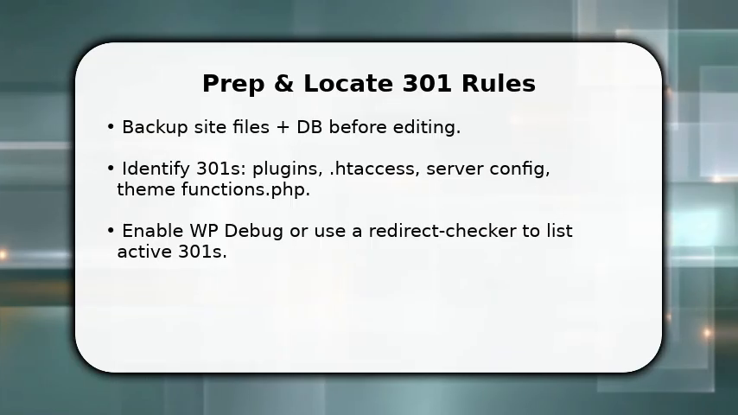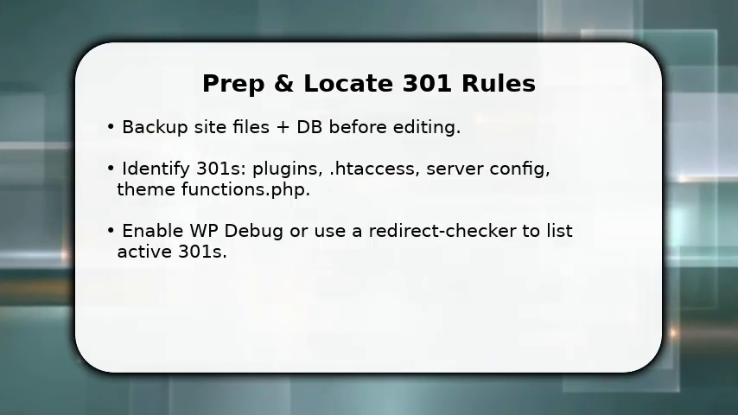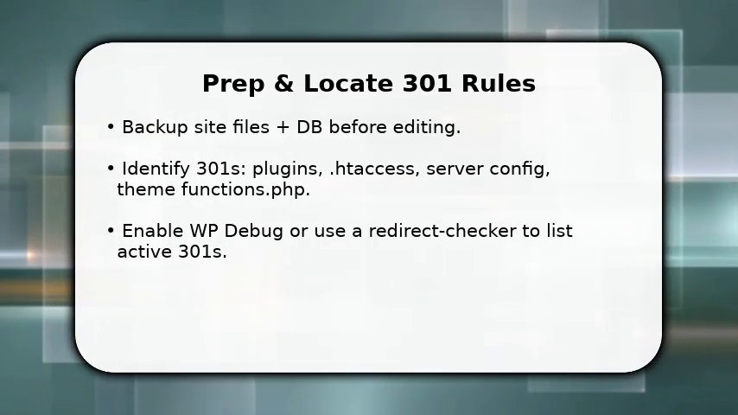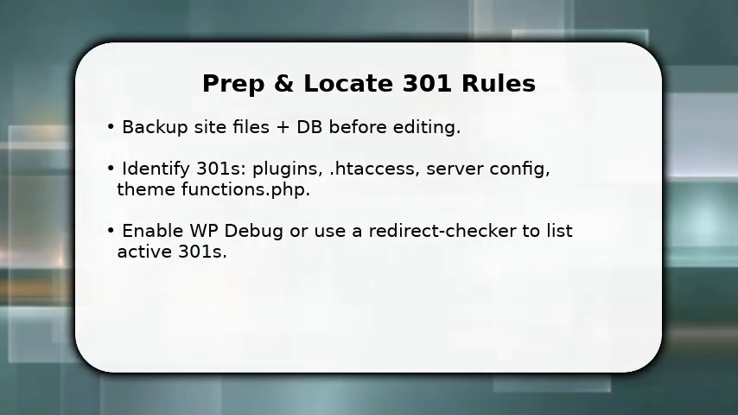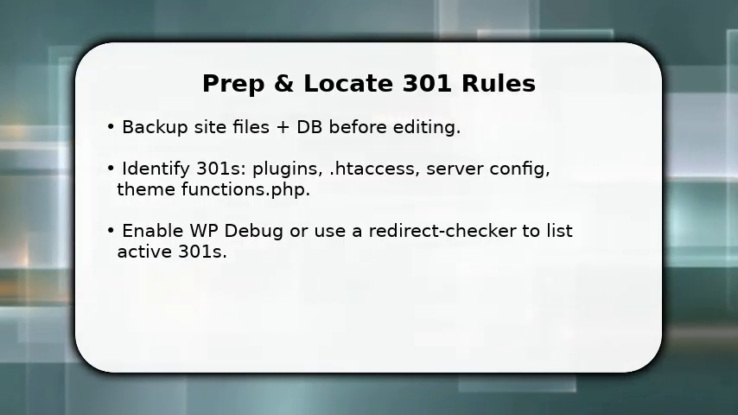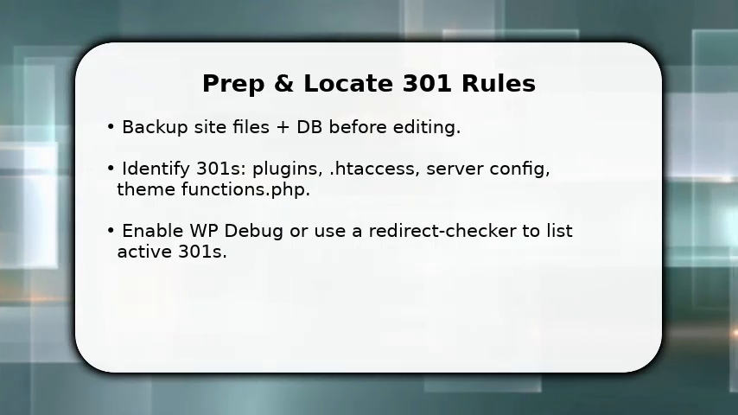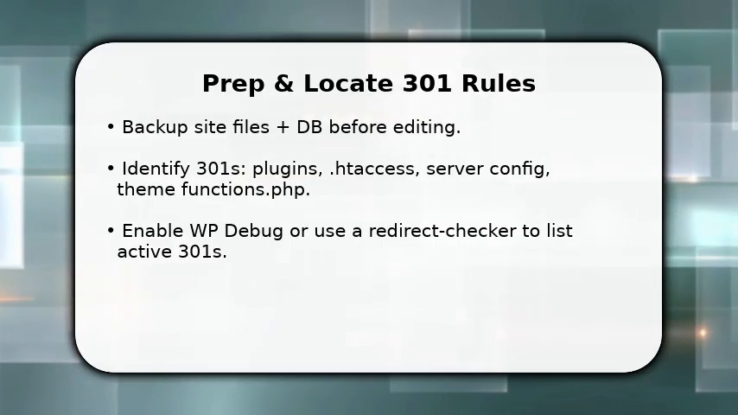You start by securing a backup. You will thank yourself if something goes wrong. Next, find where the 301 is defined: plugin, .htaccess, nginx config, or functions.php, because the removal method depends on that location.